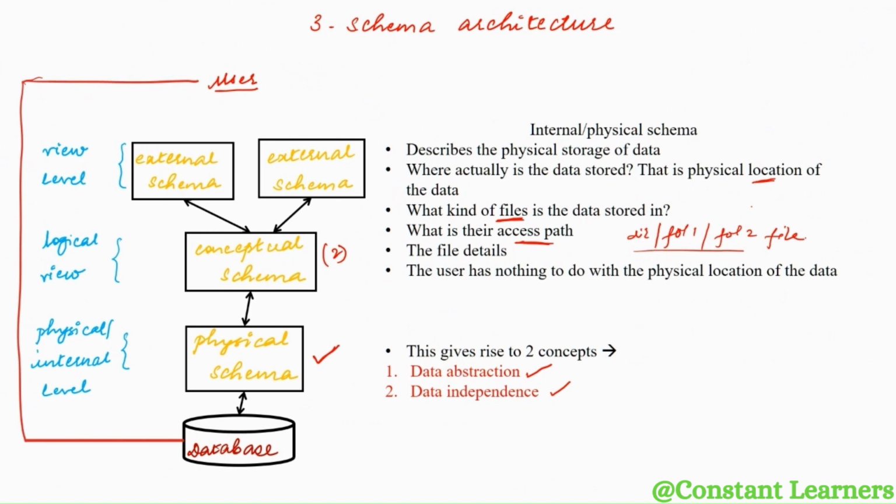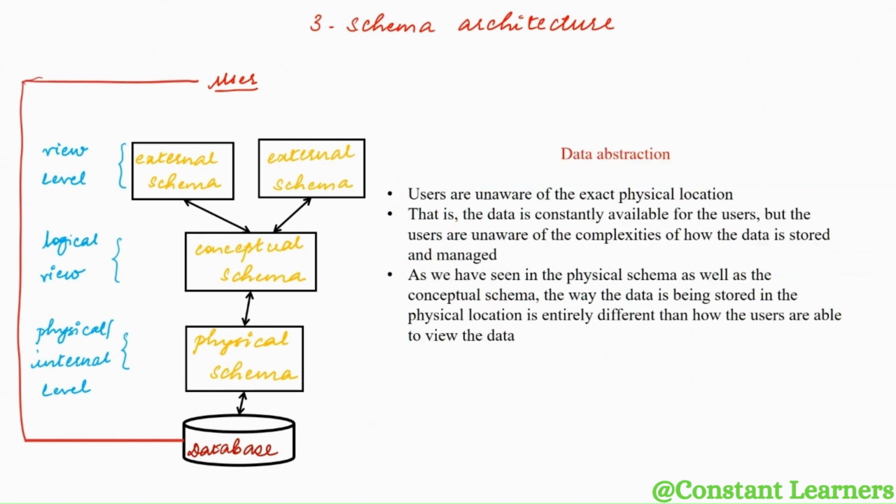All right. Now, I hope that these three schemas, that is external schema, conceptual schema, and physical schema, were clear, because now we are going to hop on to the concept of data abstraction and data independence. All right. Now, data abstraction. Now, as you can see, the user and the data are far away from each other. There are multiple layers between the user and the data.